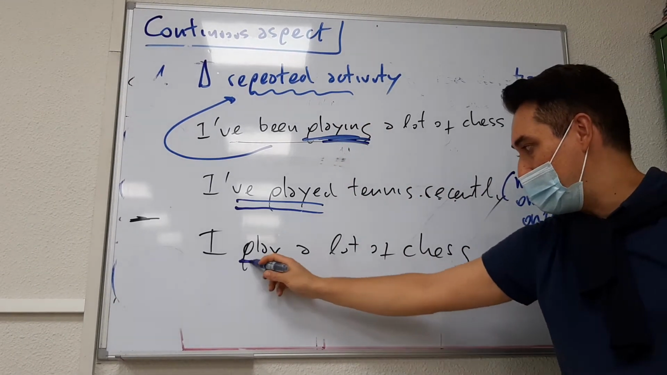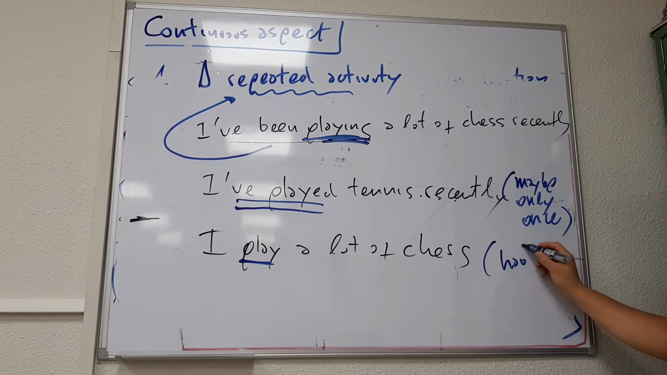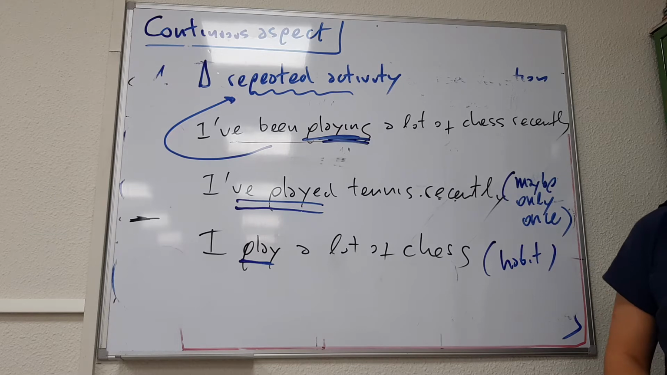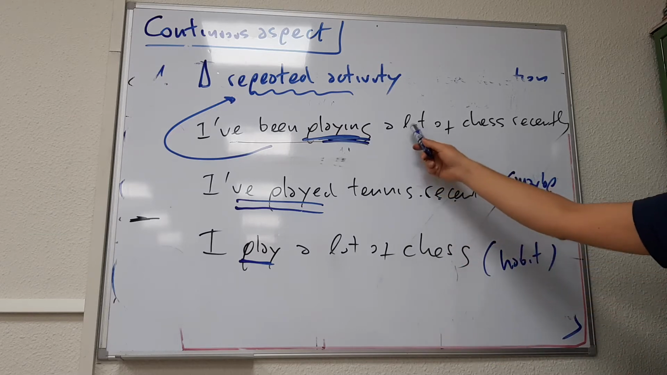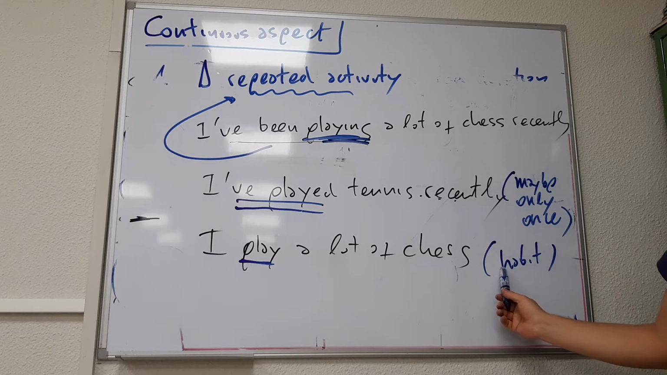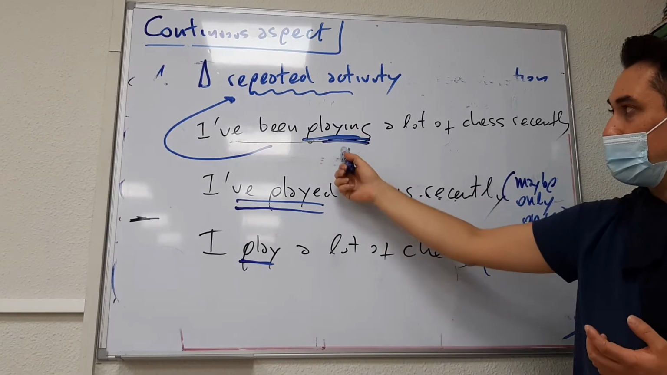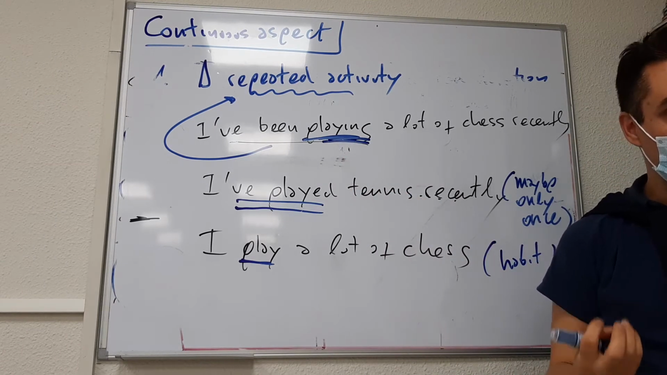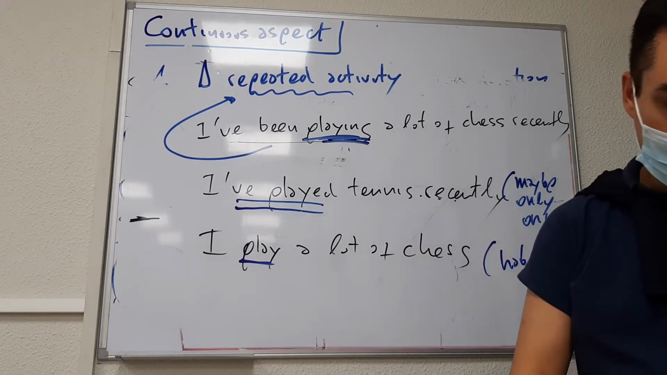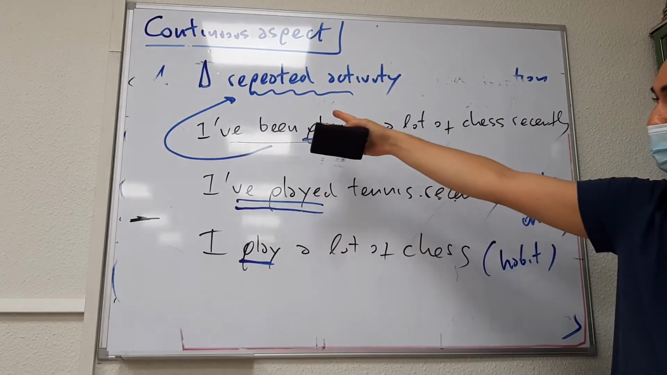And if I say I play a lot of chess, this is more like a habit, a regular activity. So compare: maybe only once, a habit, something regular, but if I use the continuous aspect, I am emphasizing that this is something I do repeatedly, many times. That's another use of the continuous aspect. Repeated activity.